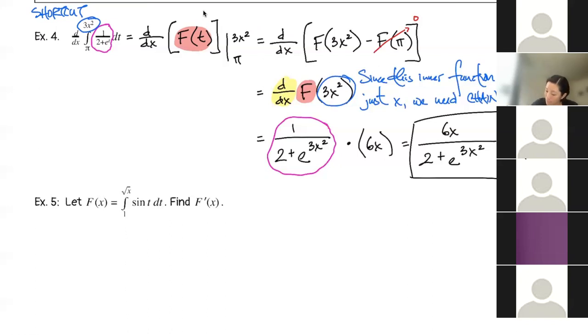Okay. So check out the bounds. We've got a square root of X. That is definitely not just an X. As much as we might dislike these square roots, it is not just a function, just X, right? And so we are going to need chain rule here.